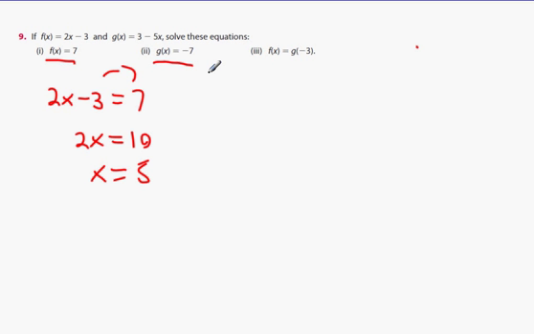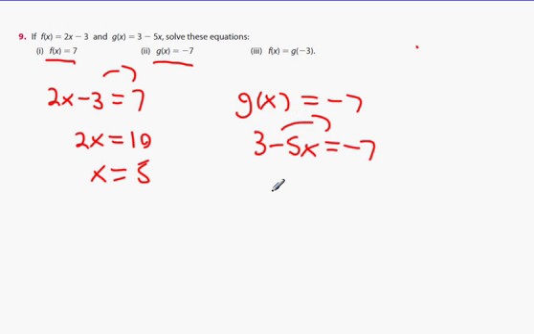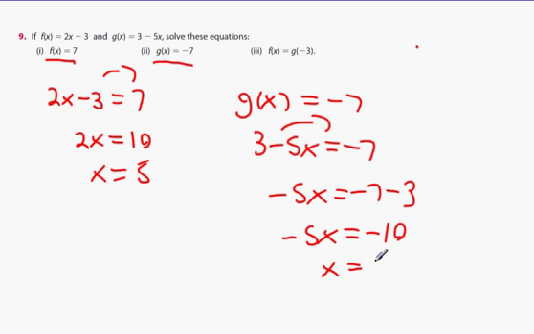Next one. g of x equals minus 7. What input for g will give an output of minus 7? This means 3 minus 5x equals minus 7. Bring over the 3, so we're going to get minus 5x equals minus 7 minus 3. Minus 5x equals minus 10. x therefore equals 2. An input of 2 will give an output of minus 7 when put into the g function.